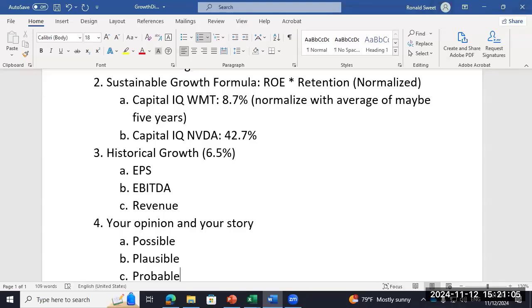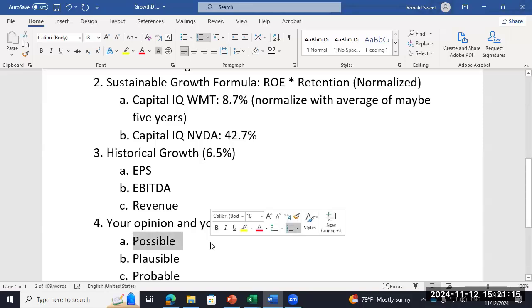What's the worst case scenario for this company? So you buy the stock today, and 5 years from now, you're really disappointed. What happened? Get you thinking about the downside. So this possible can be both positive and negative.